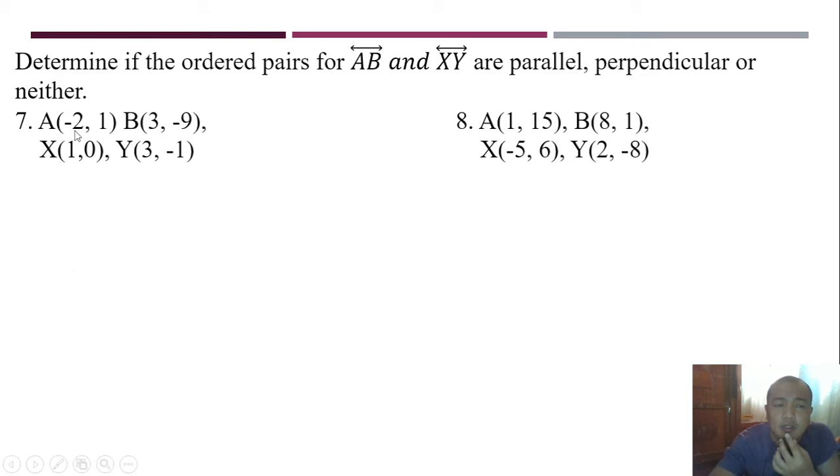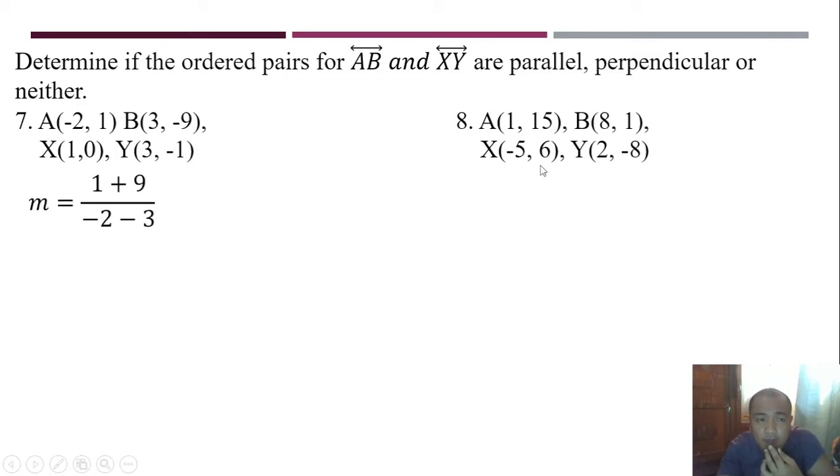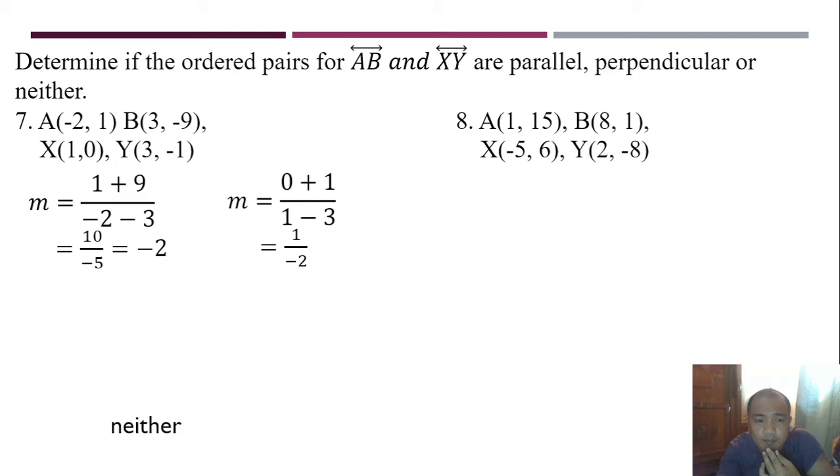Number 7, is line AB and line XY parallel, perpendicular, or neither? Also in number 8, let's solve the slope. For the slope of AB, number 7, 1 plus 9 over negative 2 minus 3, 10 over negative 5, negative 2. How about XY? 0 plus 1 over 1 minus 3, 1 over negative 1 half.